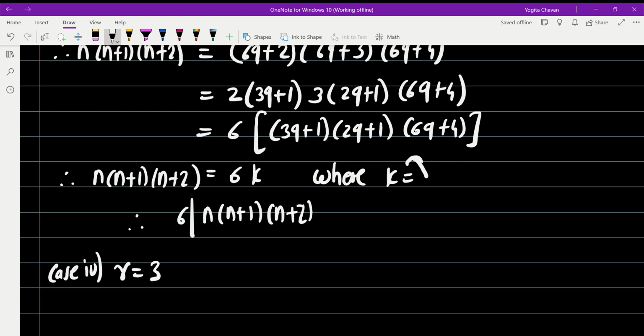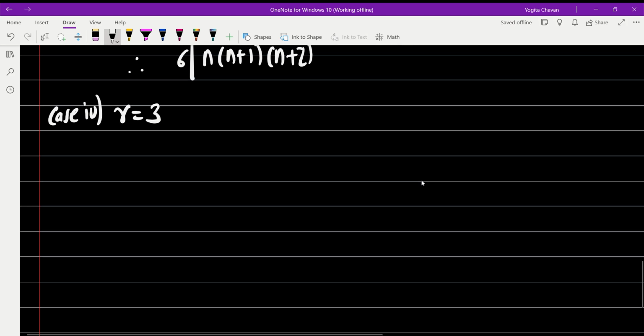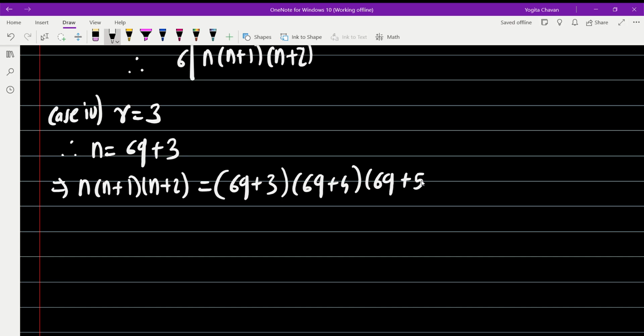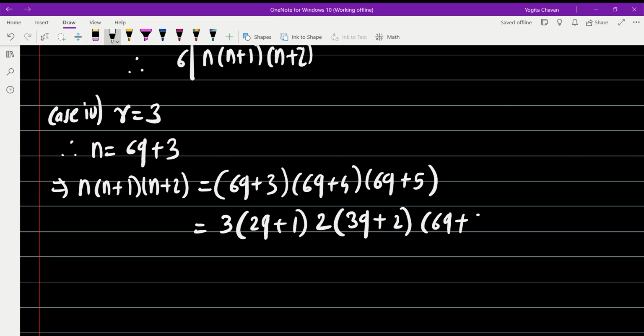Suppose the remainder is equal to 3, and therefore n is equal to 6q plus 3. This implies n into n plus 1 into n plus 2, this product is equal to, now 6q plus 3 in bracket, 6q plus 4 into 6q plus 5. So it is equal to, now from the first term take 3 common, so in bracket 3 into 2q plus 1. Now from the middle term take 2 common, so 2 in bracket 3 into q plus 2, into 6q plus 5.